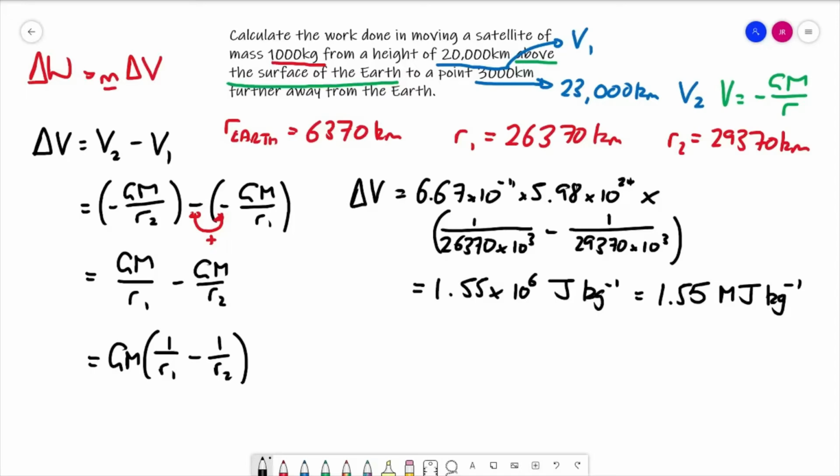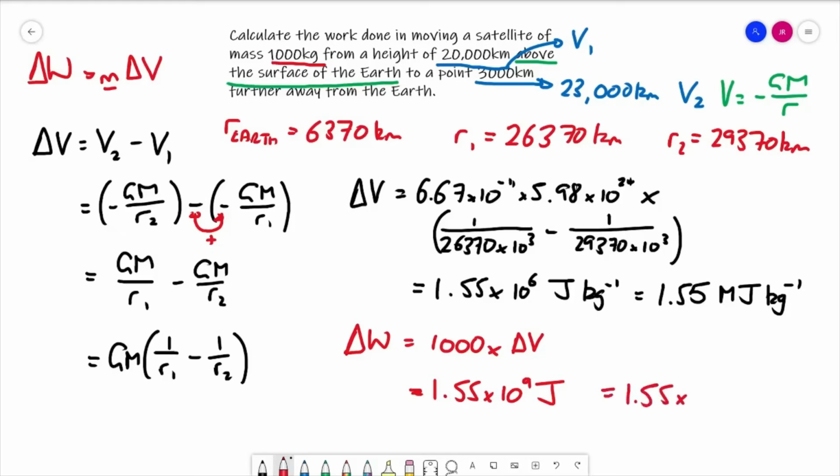Obviously the question is asking us for work done, and therefore delta W is 1,000 times delta V. So straight away it's either, depending on how you want to write it, in standard form 1.55 times 10 to the 9 joules, or of course in SI prefix style it'd be 1.55 gigajoules.